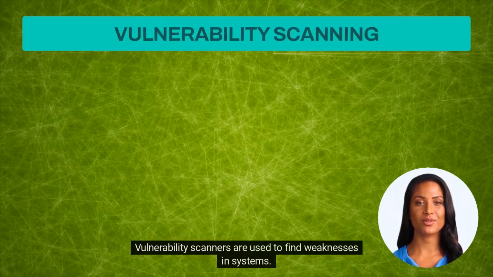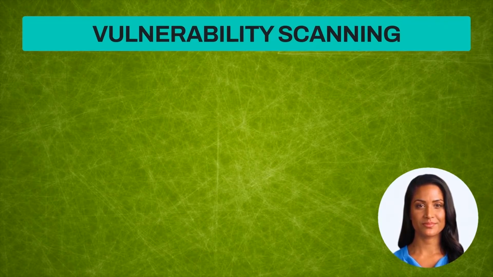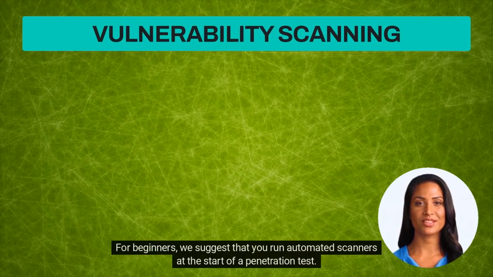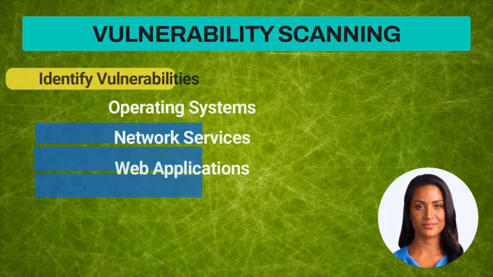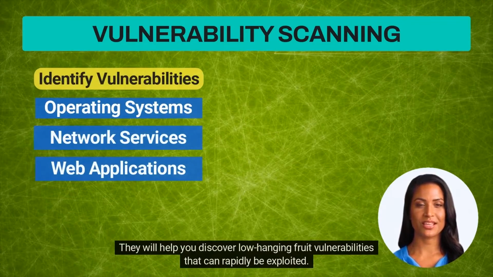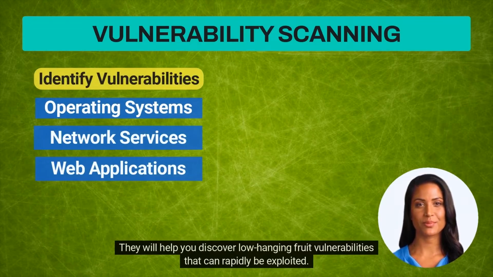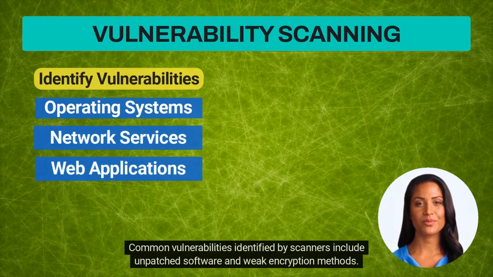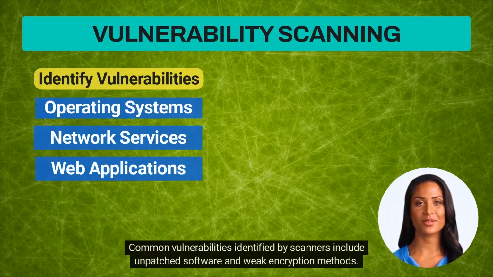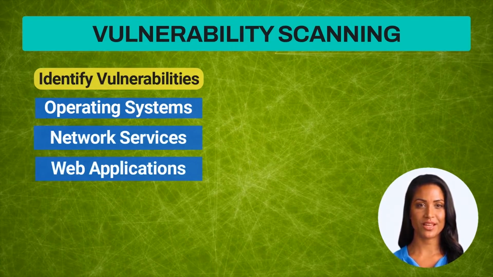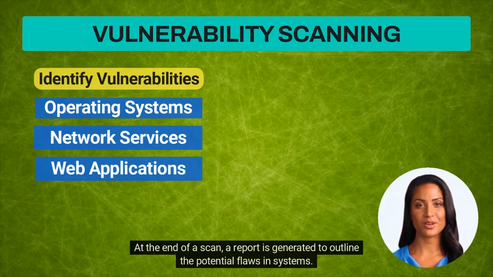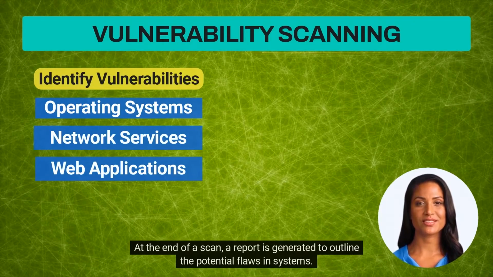Vulnerability scanners are used to find weaknesses in systems. For beginners, we suggest that you run automated scanners at the start of a penetration test. They will help you discover low-hanging fruit vulnerabilities that can rapidly be exploited. Common vulnerabilities identified by scanners include unpatched software and weak encryption methods. At the end of a scan, a report is generated to outline the potential flaws in systems.